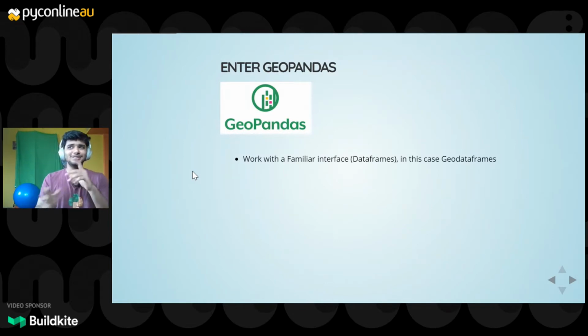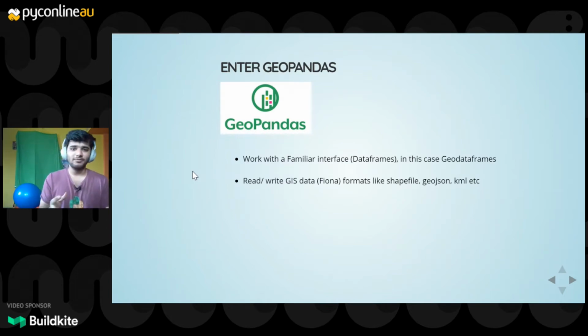So now enter Geopandas. Geopandas will enable you to work with location data without leaving the realm of data frames. So here are some of the cool things that Geopandas has to offer. One is the one which I discussed right now. It provides an interface with data frames to work with geographic data. The next one is it allows you to read and write GIS formats, really popular formats like shape files, GeoJSON files, KML files, using another library called Fiona.